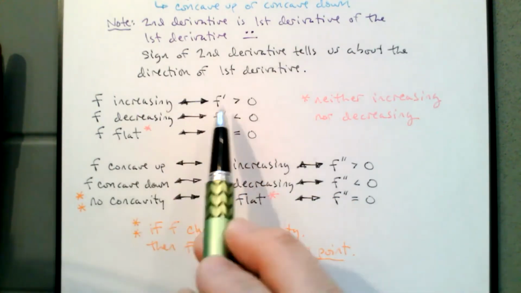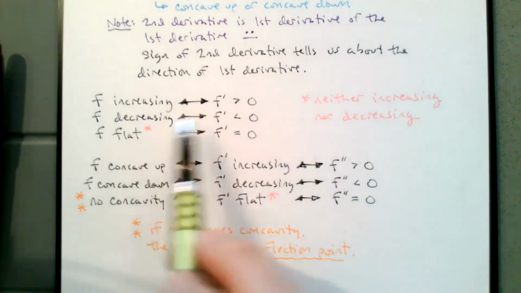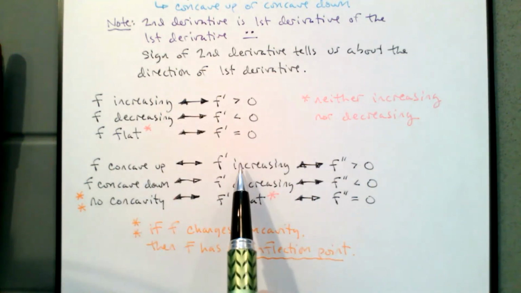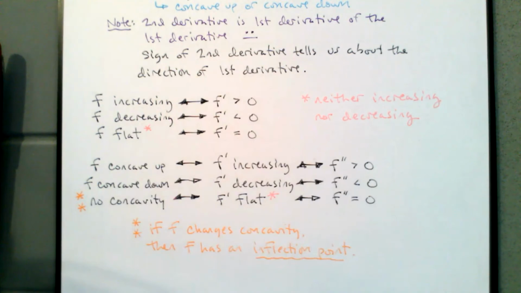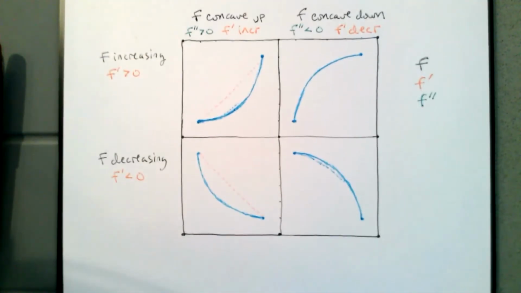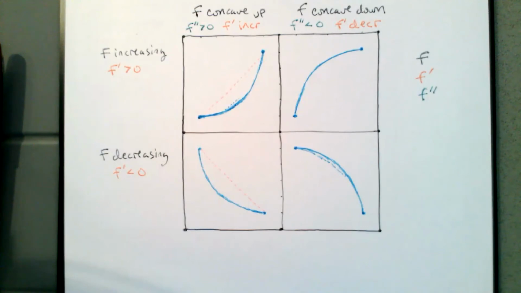If f is increasing, f prime is positive. If f is decreasing, f prime is negative. If f is concave up, then f prime is increasing and f double prime is positive. So the best thing to do would be to review all these facts to make sure that you have it all in order, and then draw pictures of combinations of increasing, decreasing, concave up, and concave down.